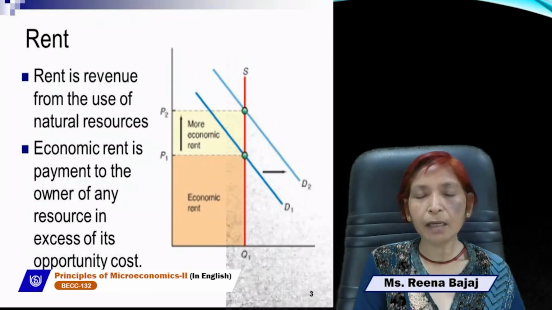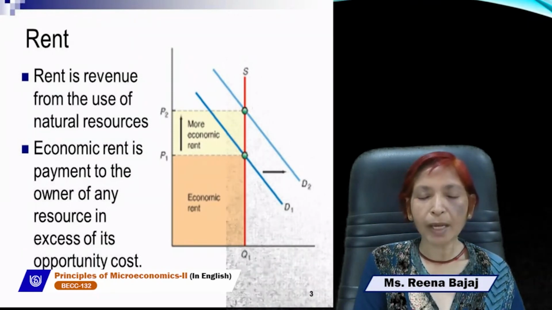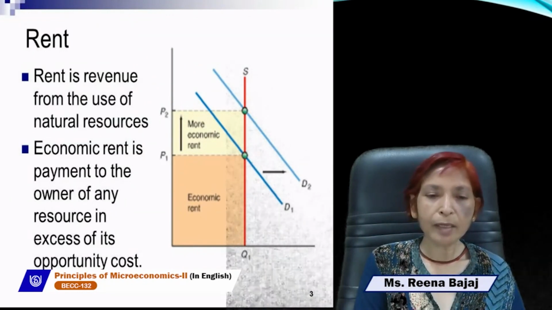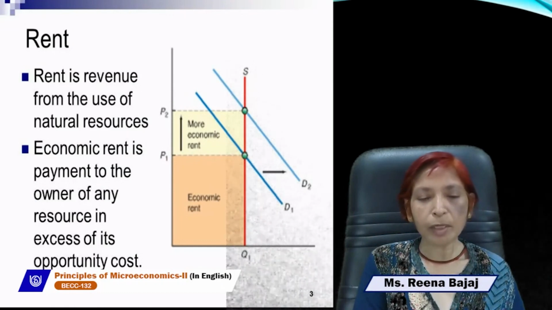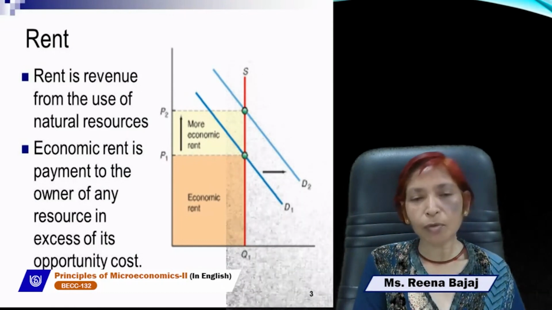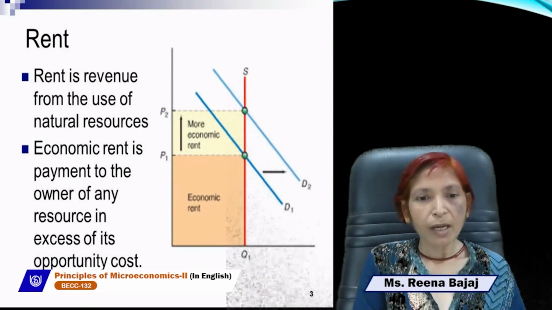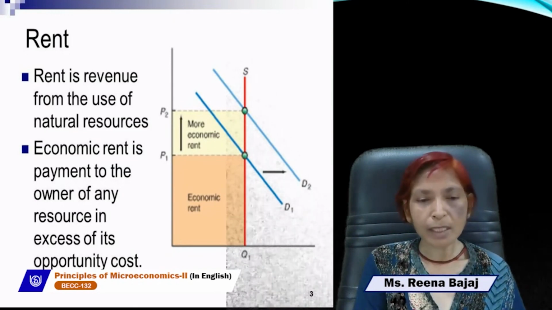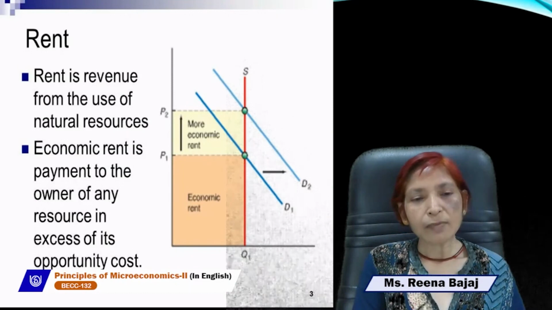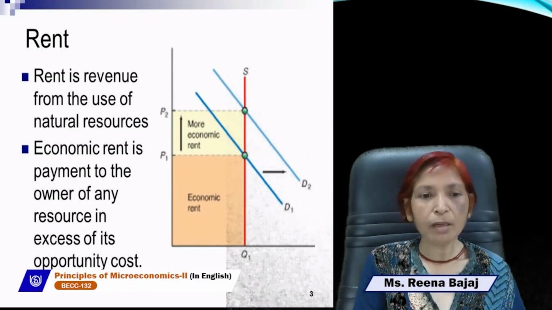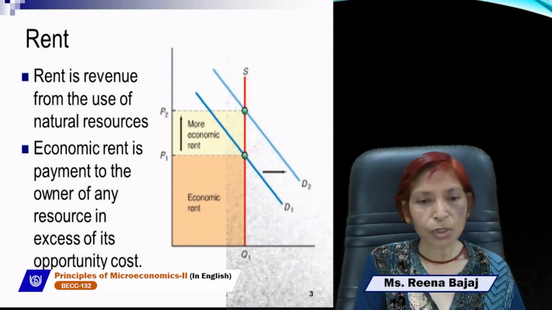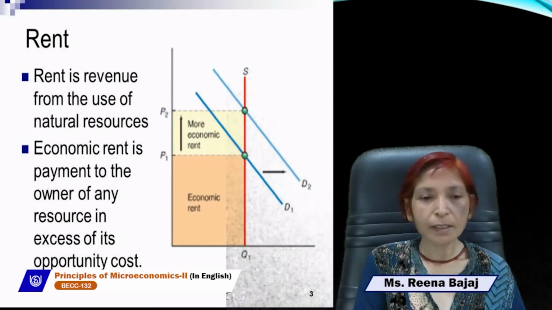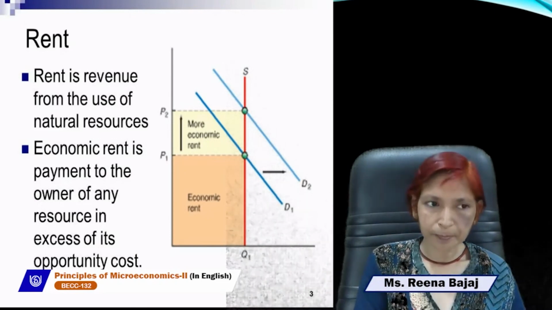In this diagram, we know that the supply of factors of production remains constant. That's why supply is an inelastic curve, vertical or parallel to the y-axis. The demand curve is downward sloping. Where the demand curve intersects the supply curve, equilibrium price and equilibrium quantity are determined. If demand increases, the price will increase, but quantity will remain the same. As demand increases, we have to pay more economic rent, and the portion determined by the intersection of D1 and the S curve is called economic rent.